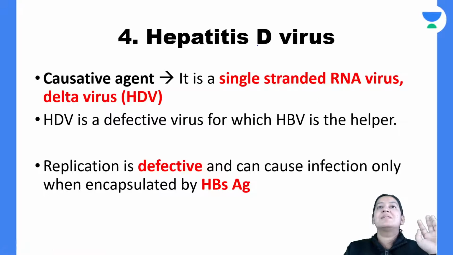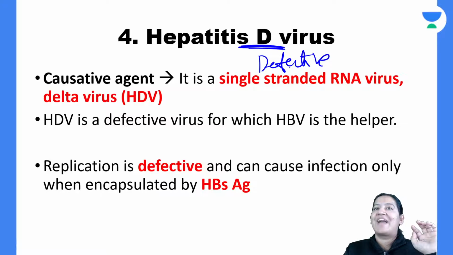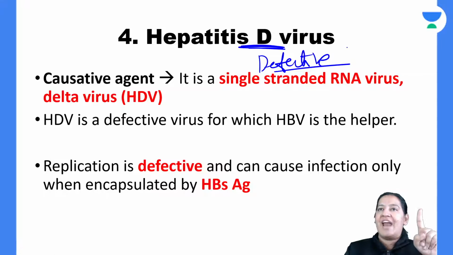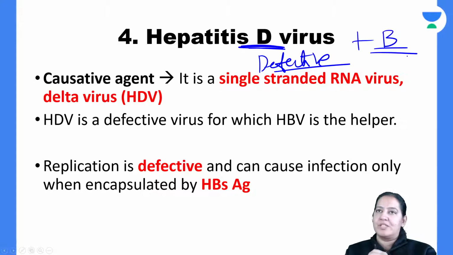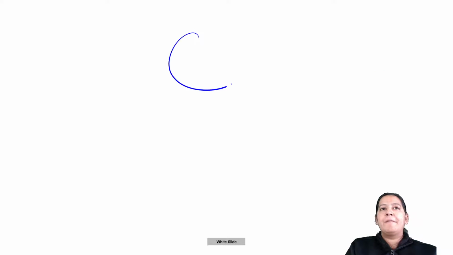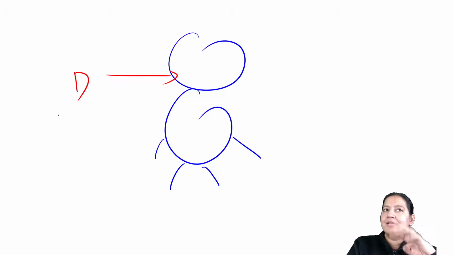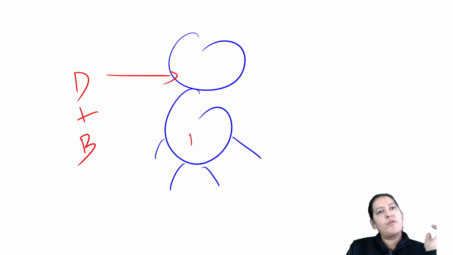The next virus is D, hepatitis D. D for defective. D का मतलब होता है defective. What do you mean by defective? It always needs a friend. The friend is B. The helper virus is B, without which it cannot cause hepatitis. So there is a human being. If D alone is entering, it cannot cause hepatitis in this person. It can cause hepatitis if it enters along with B, or B is already present in the person.